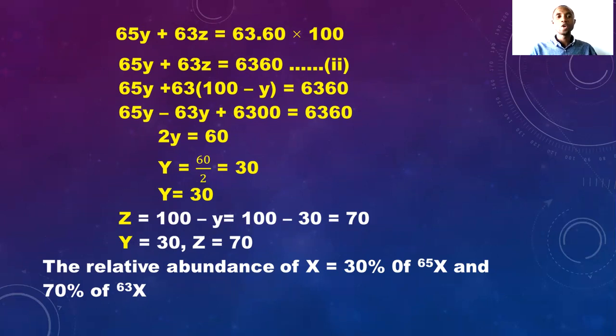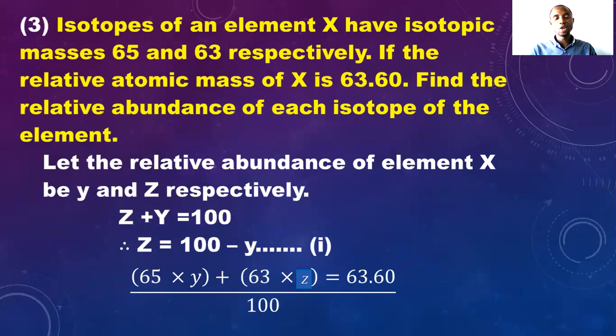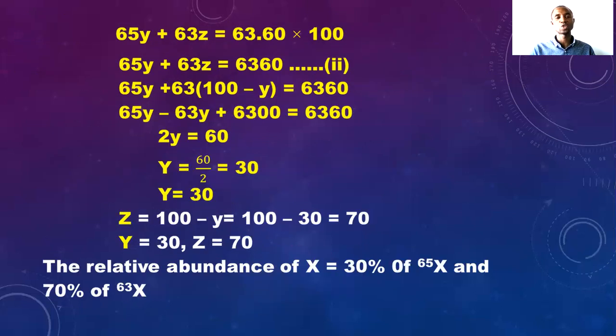But in equation 1, we found the value of Z. We made Z the subject of the formula, which is Z equal to 100 minus Y. So substitute it into equation 2, so that we will have only one unknown in order to find a value for Y. If you substitute it, 63 in bracket 100 minus Y. When you now open the bracket, use 63 times Y and 63 times 100.